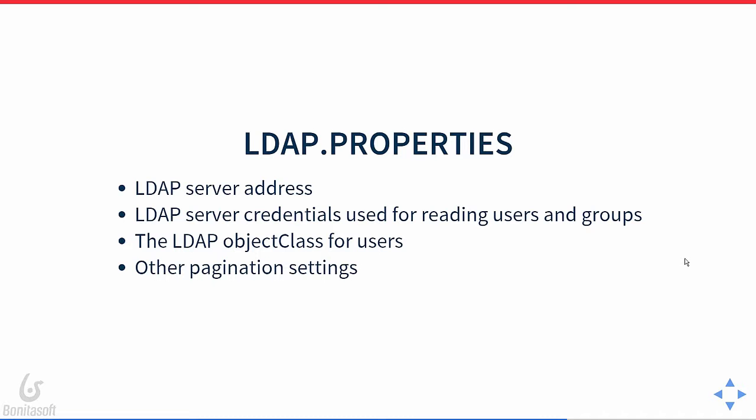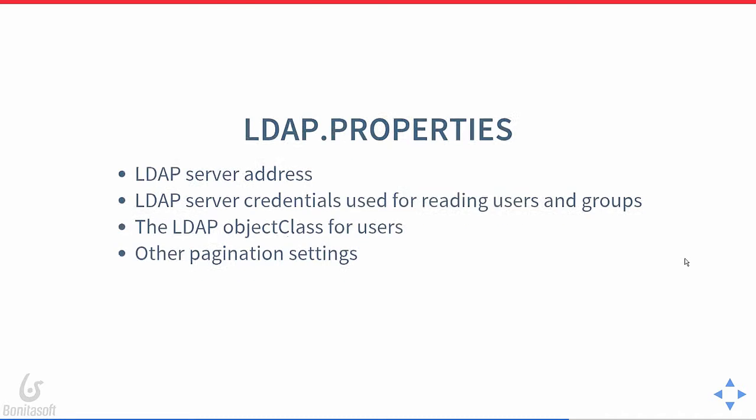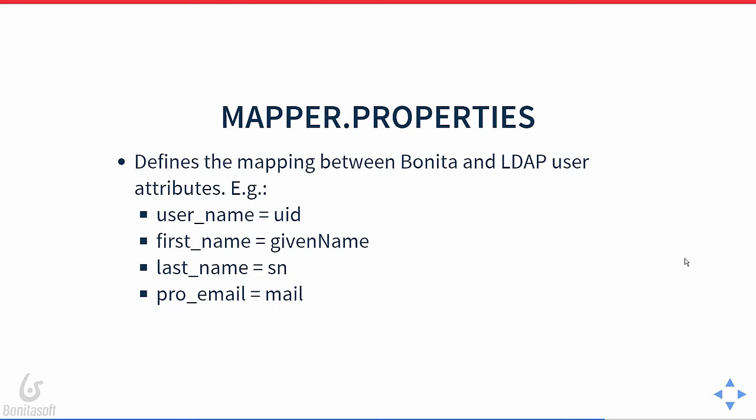So these are the first two files, how to connect to Bonita and how to connect to the LDAP. And the next configuration file is how you map your user information with Bonita user attributes. As I showed in the first slide, in the Bonita database you have username, first name, last name, email address also.